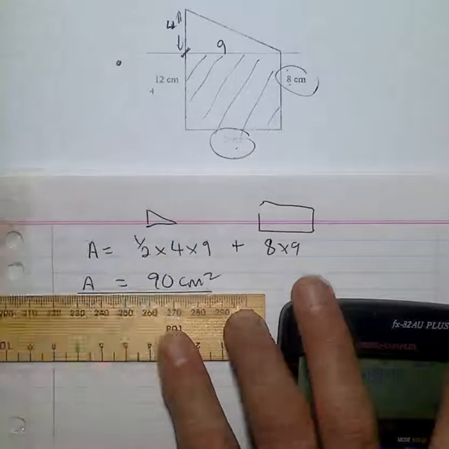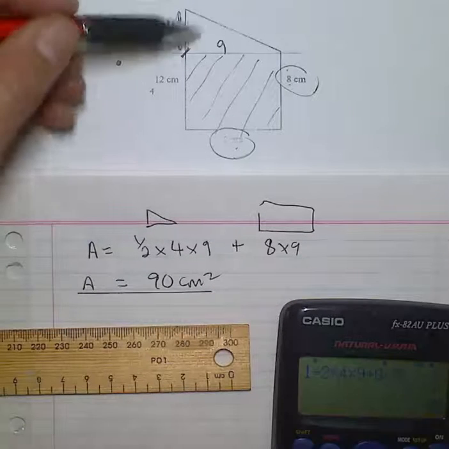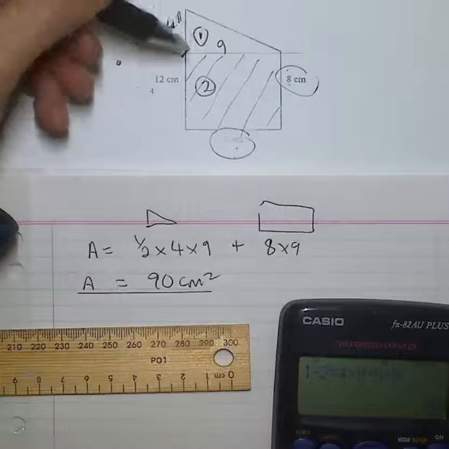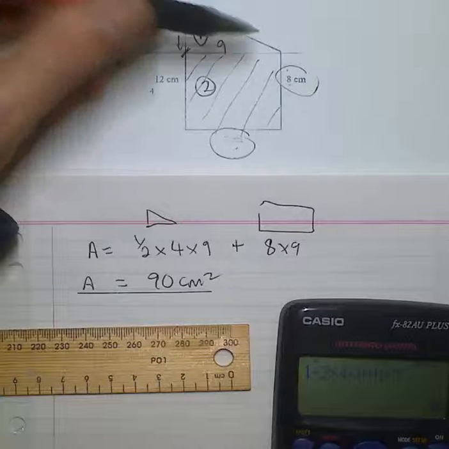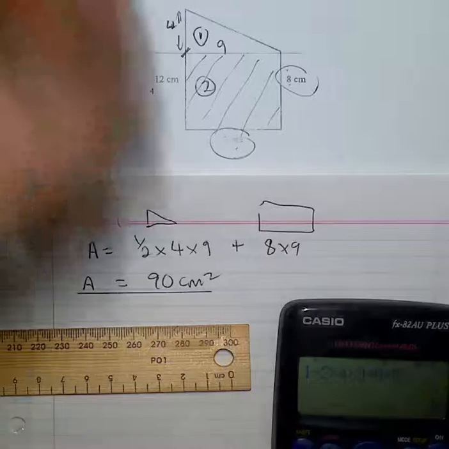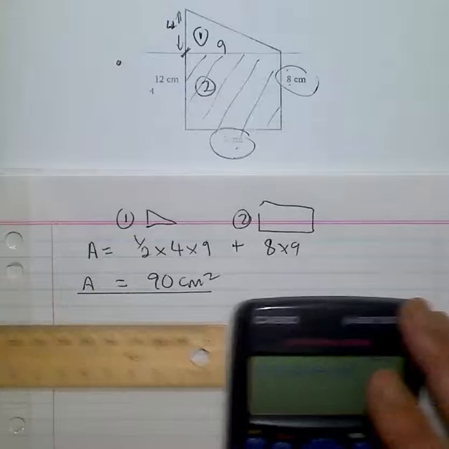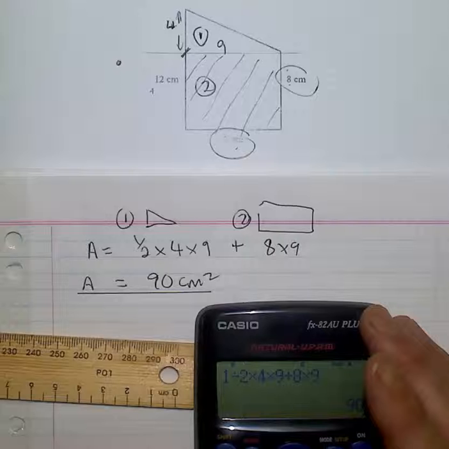Key to success is to make sure you divide your shape up into two recognizable shapes. You cannot do this in one go. Show the dimensions and then work it through in two parts. Your calculator will do all the hard work for you.